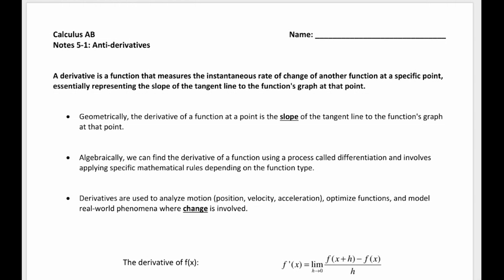You can visualize it as the slope of a line that's tangent to whatever curve you're talking about. And we spent pretty much the whole semester learning this process called differentiation, where you have a function and you find its derivative. There's a bunch of derivative rules you memorize. Learned about the chain rule and all this other stuff.